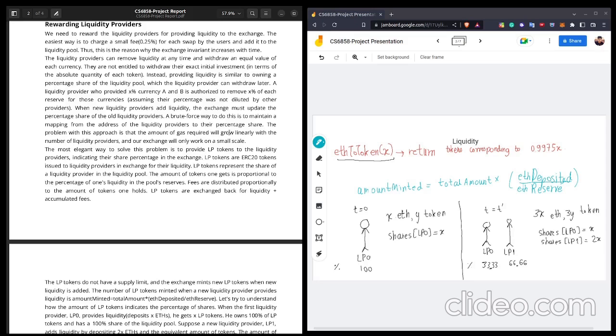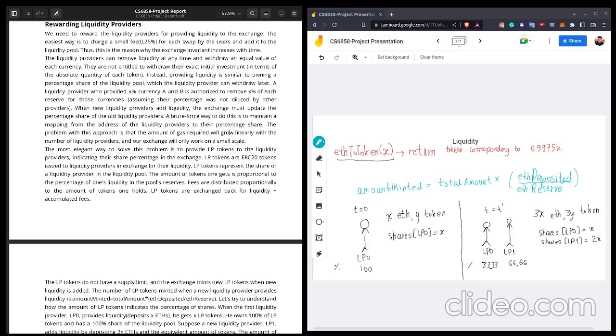When new liquidity providers add liquidity, the exchange must update the percentage share of the old liquidity providers. Similarly, when an old liquidity provider decides to withdraw liquidity, the percentage share of the existing liquidity providers needs to be updated. A brute force way to do this is to maintain a mapping from the address of the liquidity providers to their percentage share. The problem with this approach is that the amount of gas required will grow linearly with the number of liquidity providers, and the exchange will only work on a small scale.